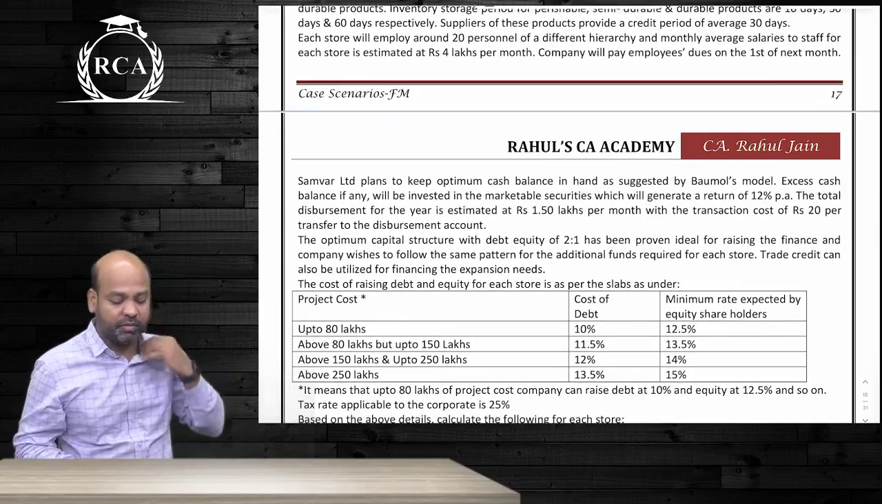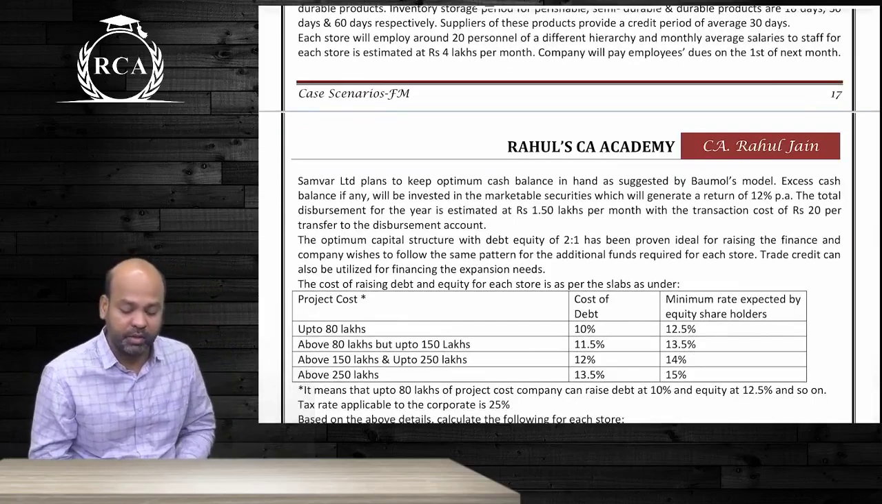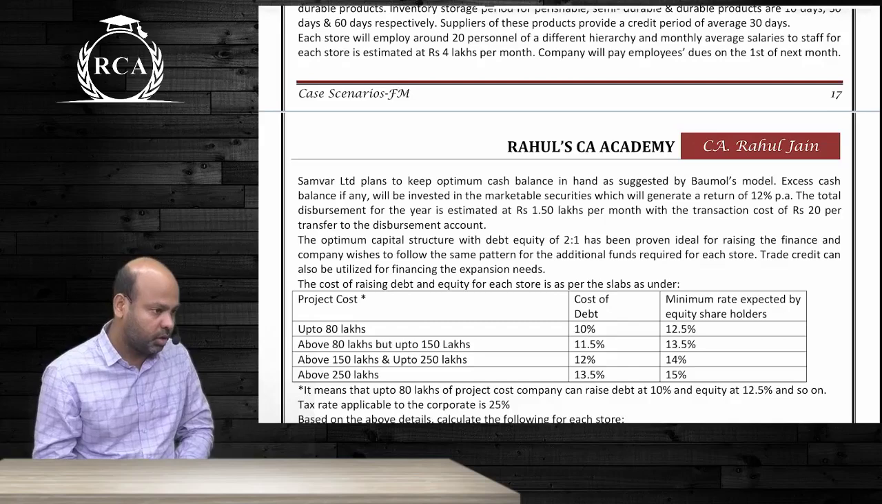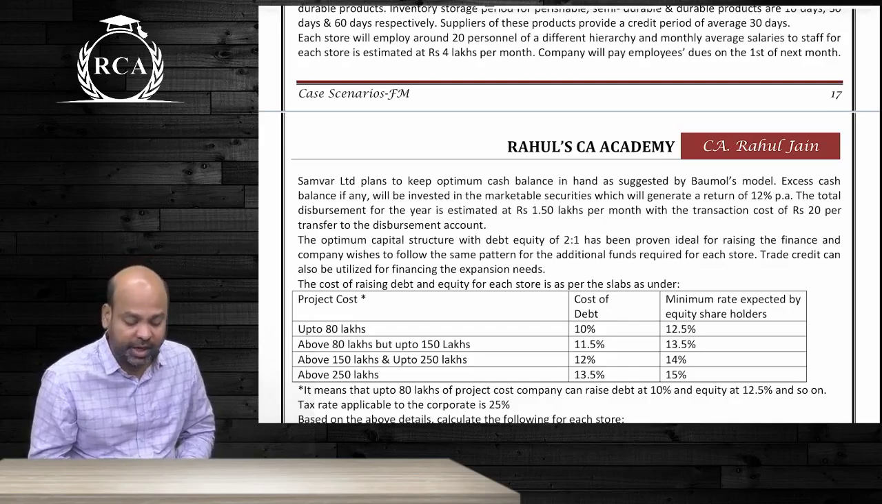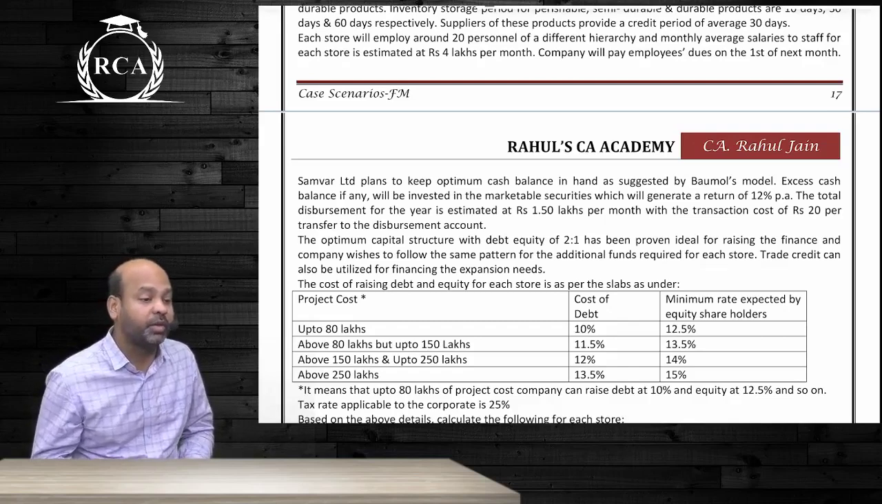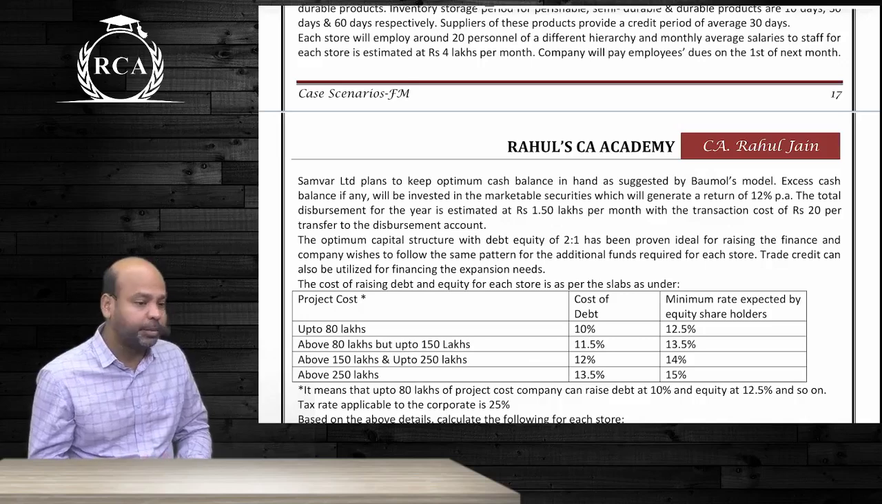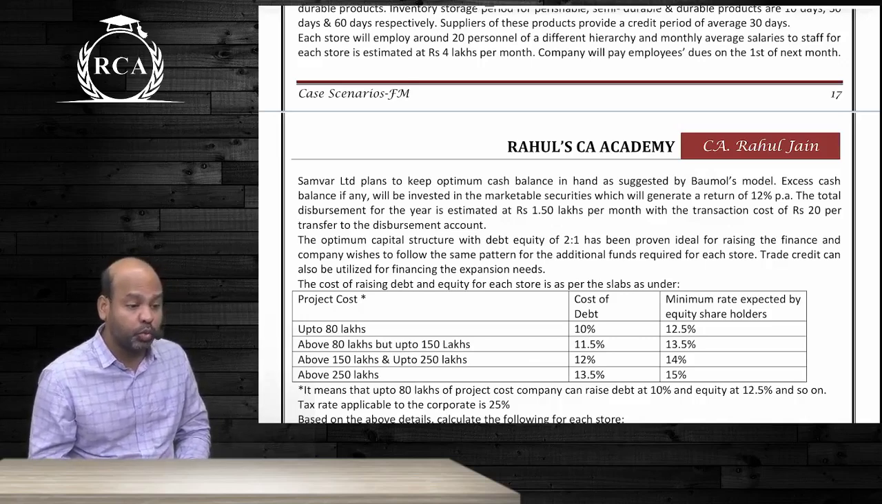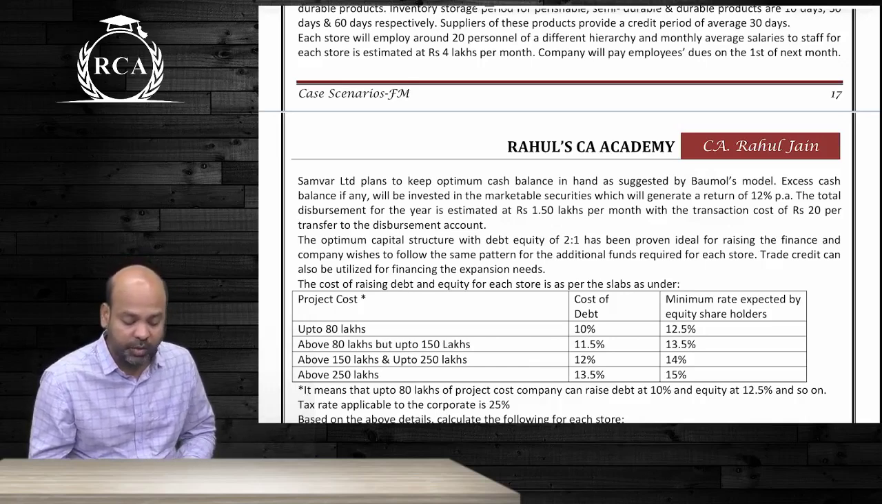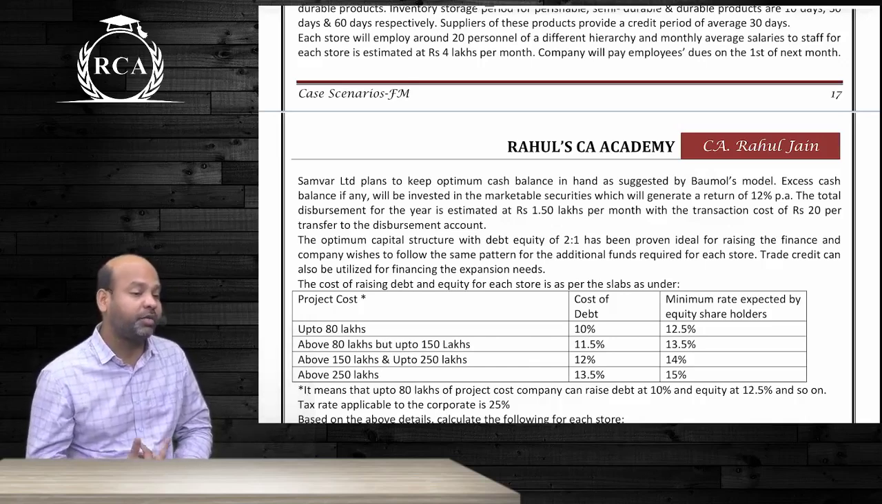Next, someone decides to keep optimum cash balance in hand as suggested by Baumel's model, EOQ model. Excess cash balance, if any, will be invested in marketable securities, which will generate a return of 12% per annum. So opportunity cost per rupee per annum will be 0.12. The total disbursement for the year is estimated at 1.5 lakhs per month.